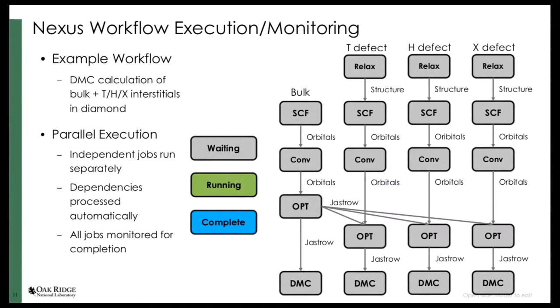So you're going to do structural relaxation, SCF for the orbitals, conversion step, and you are going to optimize the Jastrow for bulk, but you might also want to use that as a starting point for each of the Jastrow optimizations you're going to do for the defects.